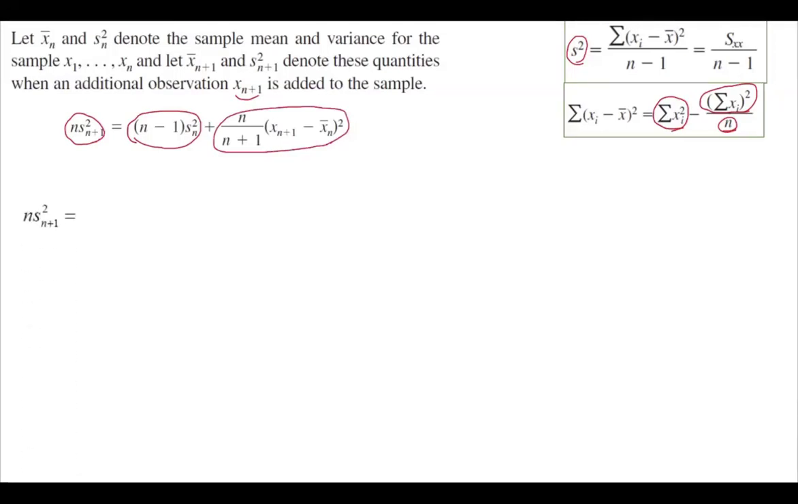Let us begin. From the left-hand side, n times the variance of n+1 observations, based off of the definition, can be written as the summation of xi minus xn+1 bar to the second. I starts from 1, goes to n+1. So this is just the basic definition using what we learned before, which can be written as the summation of xi squared minus n+1 times x sub n+1 bar to the second.